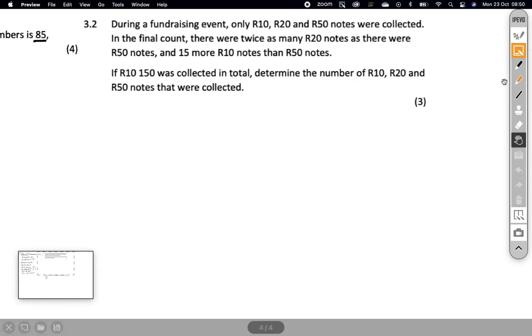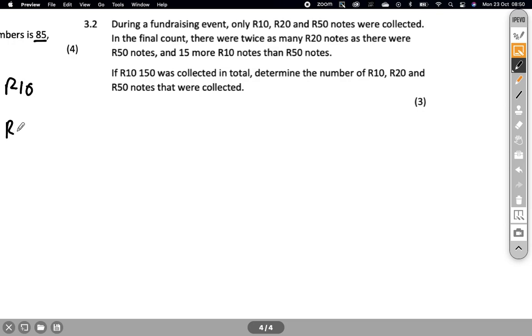Okay, now during a fundraising event, only 10 Rand, 20 Rand, and 50 Rand notes were collected. In the final count, there were twice as many 20 Rand notes as there were 50 Rand notes, and 15 more 10 Rand notes than 50 Rand notes. So let's say you are the one at the event, and you are collecting 10 Rands, your friend is collecting 20 Rands, and your other friend is collecting 50 Rand notes.